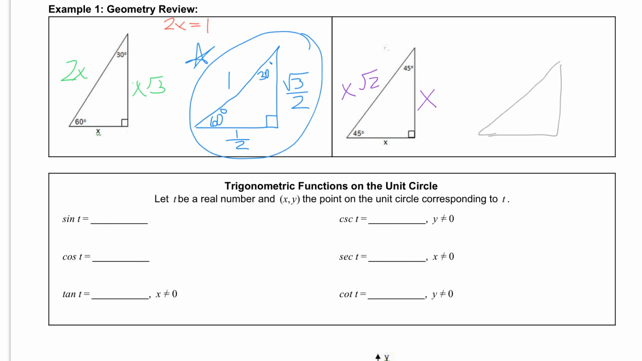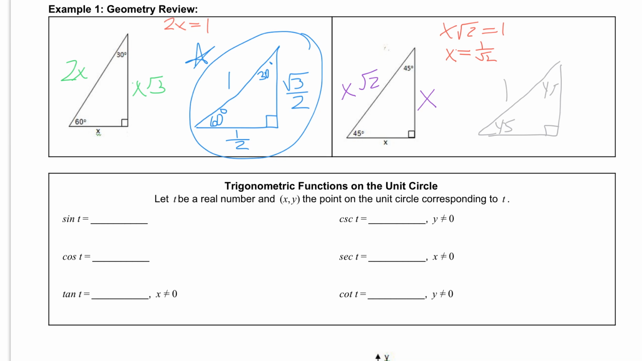So if this is our original triangle, and this is 45 and 45, we need to find all our other sides, remembering that our hypotenuse, which is going to be the radius, is going to be 1. So again, we can set that up to solve for it. We would say that x times the square root of 2 has to be equal to 1. And to solve for x here, we would divide by the square root of 2, giving us x equal to 1 over the square root of 2.